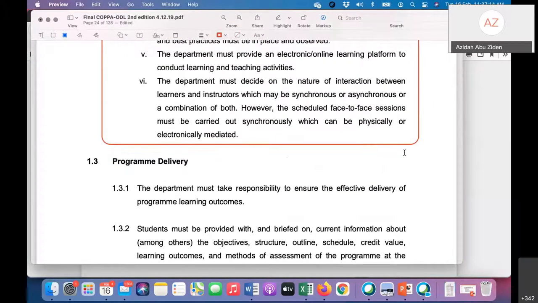And then the department must decide how do you interact. Okay, how can lecturers and instructors interact together? Okay, synchronous ke, asynchronous ke, or combination of. All right, so you kena dah tahu dah, memang ada arahan pada pensyarah, you boleh buat macam ni, you tak boleh buat macam ni, supaya pensyarah clear. Right, but you kena ada guideline but be flexible.